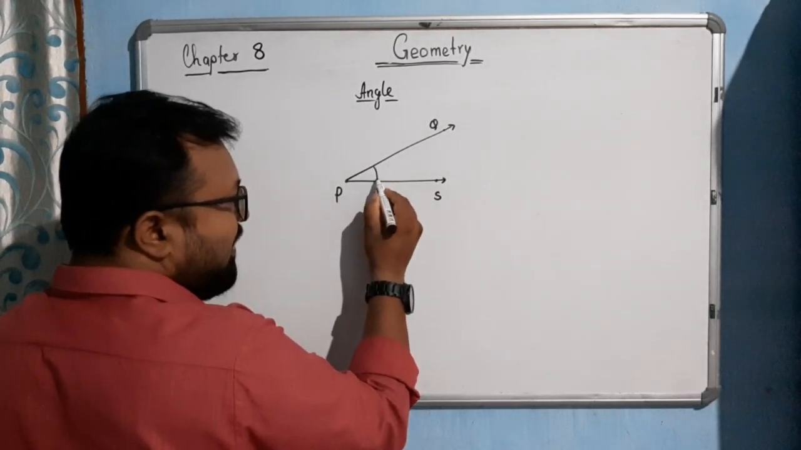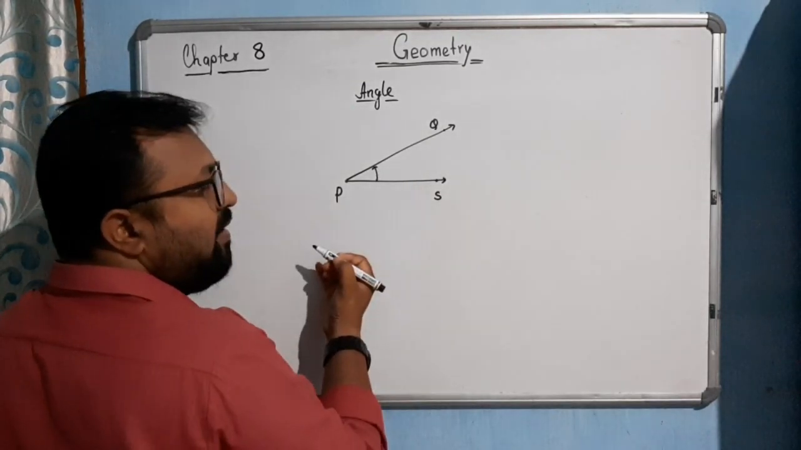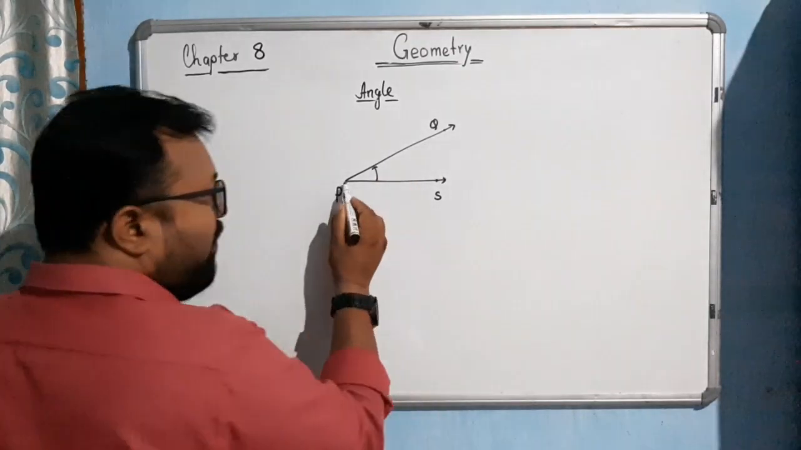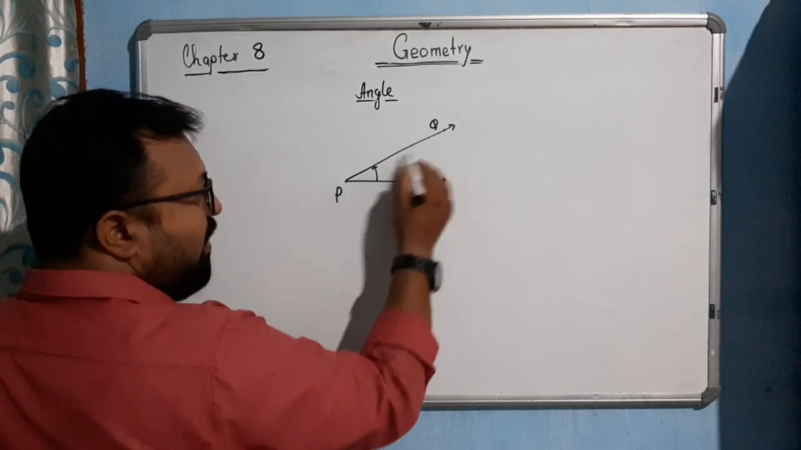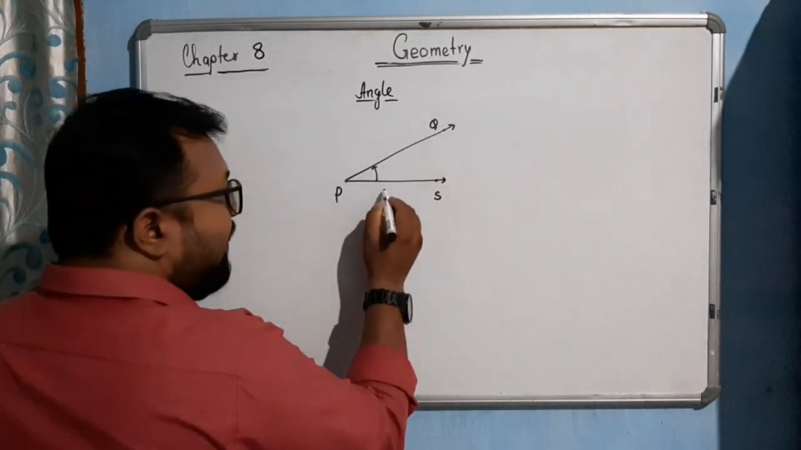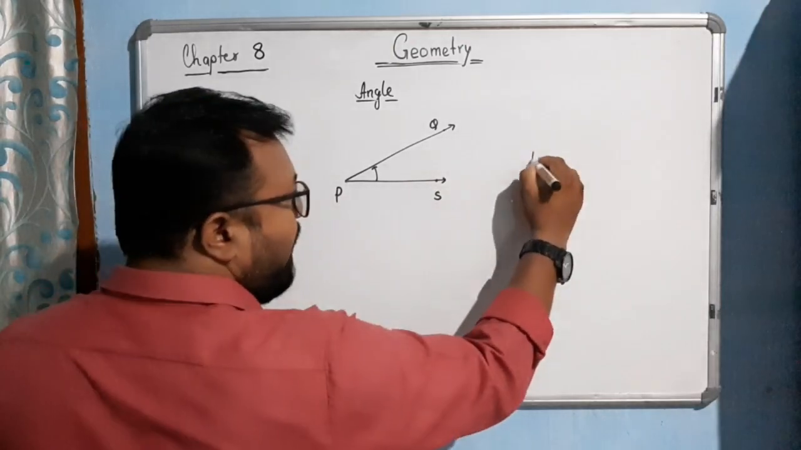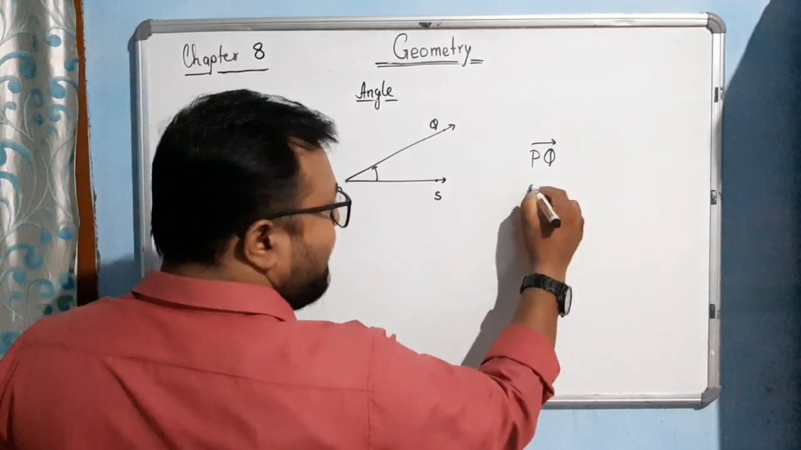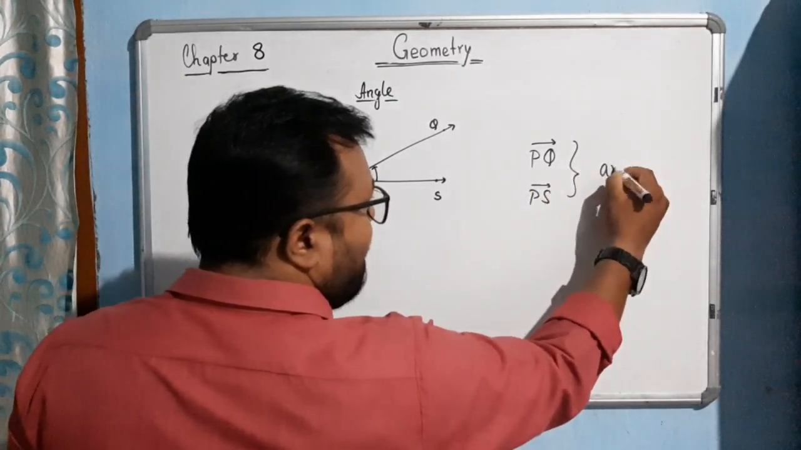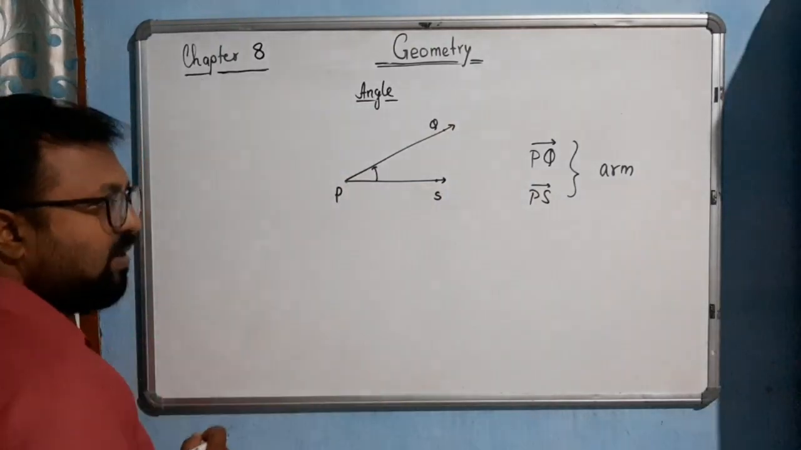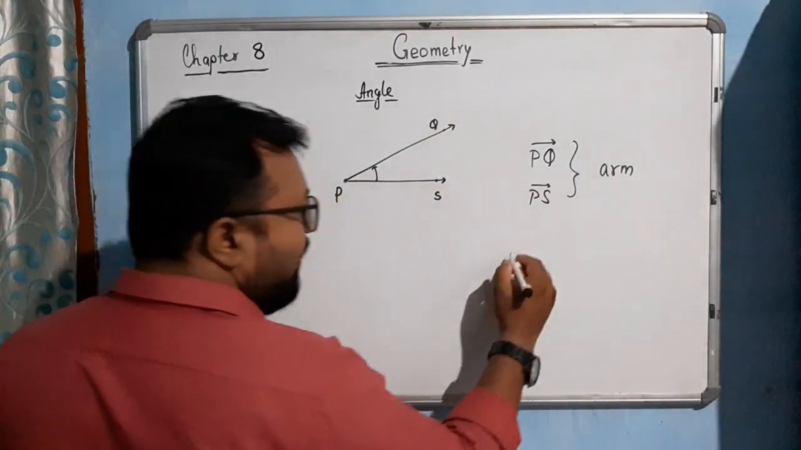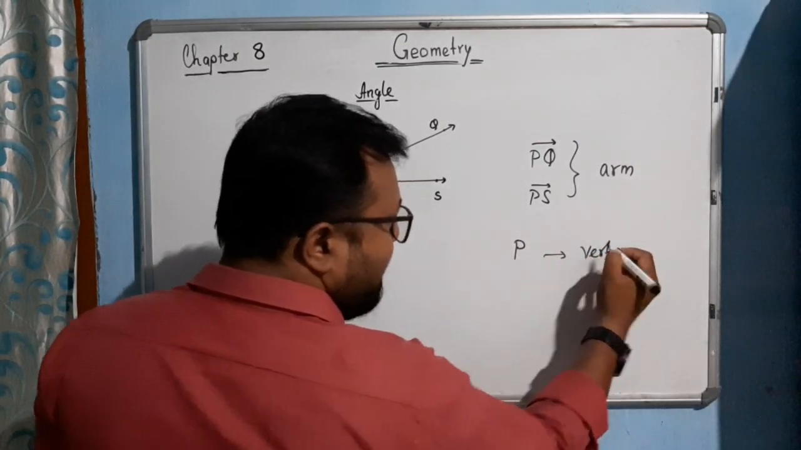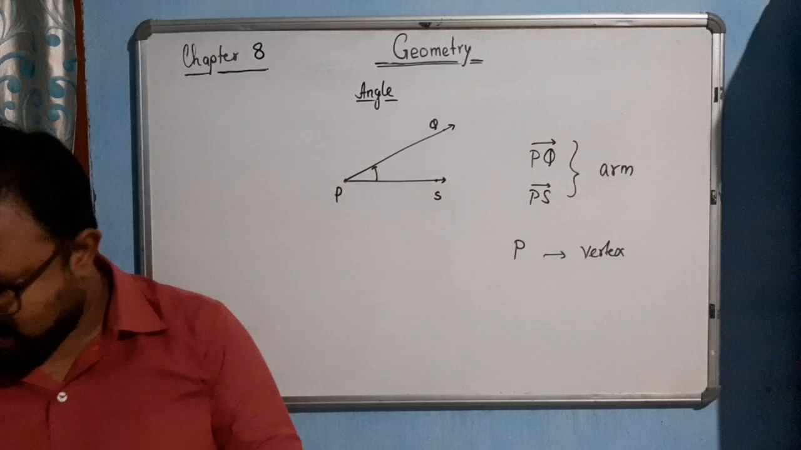This separation is known as what? Angle. Or in another way, a common point with two rays creates an angle. This arm PQ, and this one, PS, are known as what? Arms of the angle. This point P is known as what? Vertex. Is that clear? This is known as the vertex.